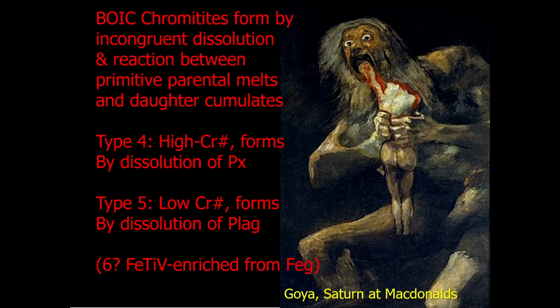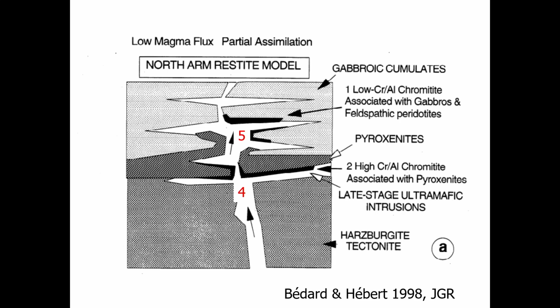So the key message here is that these reactional chromitites form by resorbing other minerals. The type 4 forms by resorbing pyroxene, type 5 by resorbing feldspar, and type 6, which I'm sort of trying to define now, forms when you eat ferrogabbro, and that forms a weird chromite that's rich in iron, titanium, and vanadium. So the concept is simple.